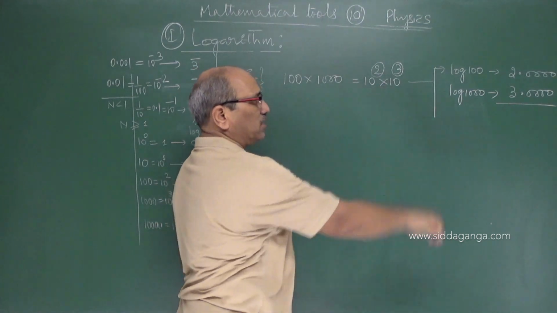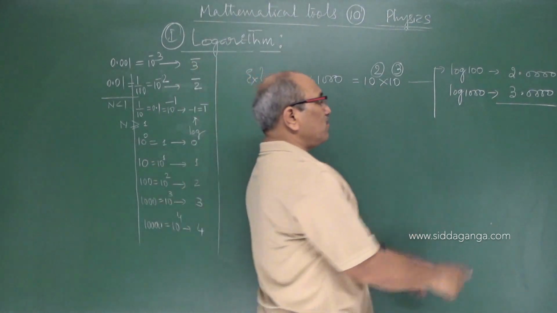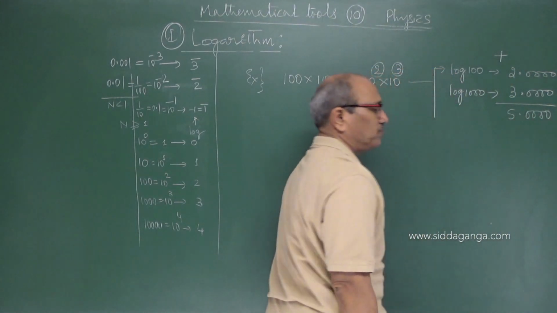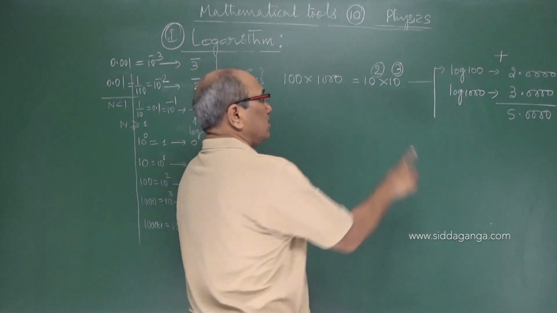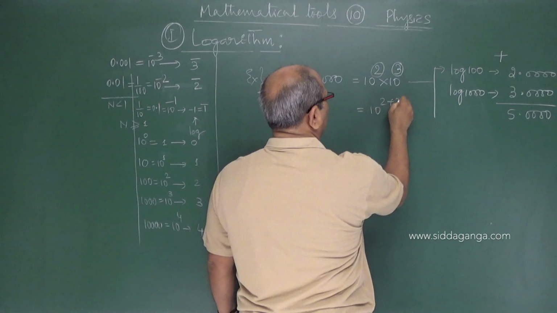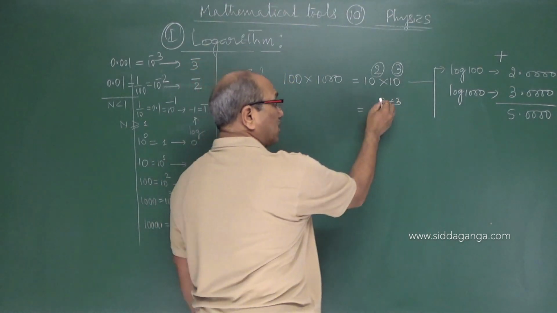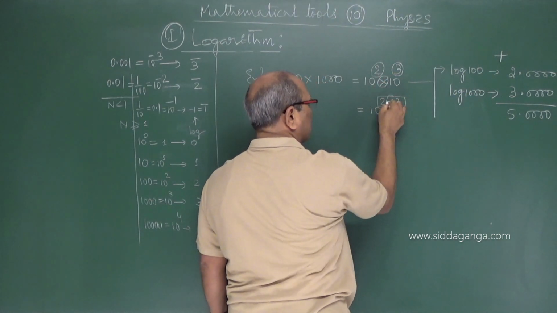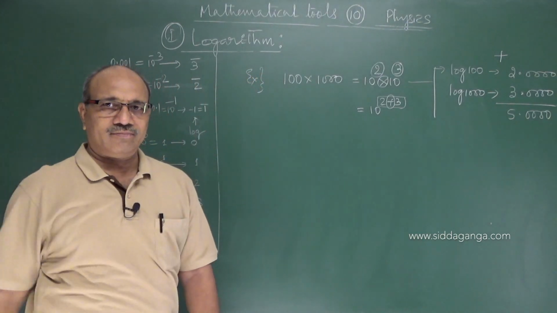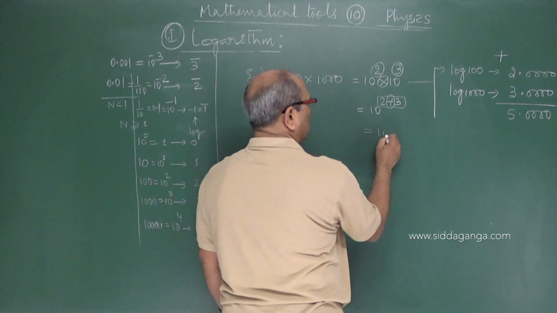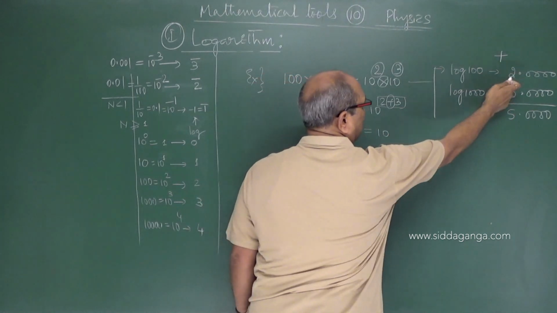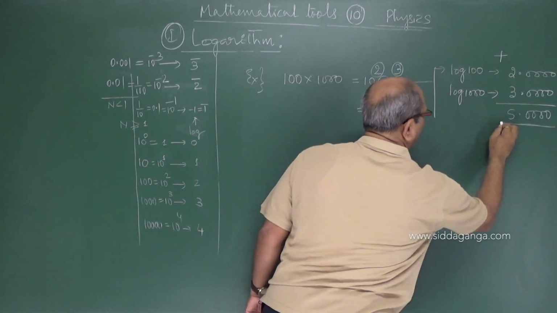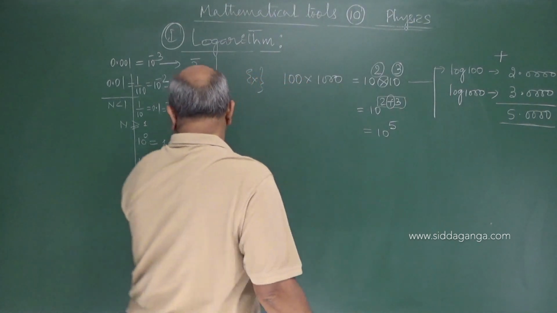The operator here is multiplication, and what I am doing is addition. Simple, you get 5.000. Already you know 10 power 2 plus 3 according to the law of indices. What I did here is actually the same, and here the multiplication operator is converted into an addition operator. And the answer you are writing is 5. If you are getting 2, it is 10 power 2. If you are getting 3, it is 10 power 3. If I am getting 5, I have to write it as 10 power 5.